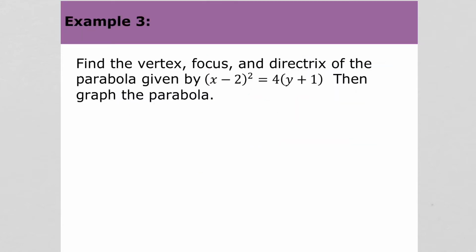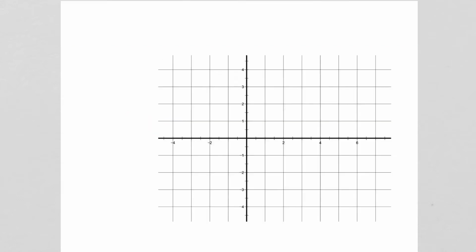Example 3 says, find the vertex, focus, and directrix of the parabola given by (x minus 2) squared equals 4 times (y plus 1), and then graph it. First off, what's the vertex? Well, it's the opposite of what's in here, so it would be positive 2, negative 1. So let's start by graphing that.